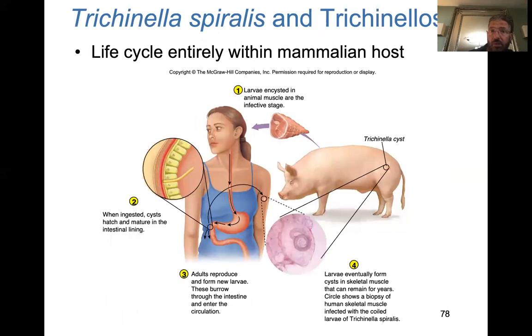All right. Let's talk about trichinosis. So the life cycle is entirely within the mammalian host. So this thing, its life cycle is only in us. So larvae encysted in animal muscle are the infective stage. So we're going to get this from undercooked pork. We consume it. Right? When ingested, cysts hatch and mature in the intestinal lining. Right? Adults reproduce and form new larvae. These burrow through the intestines and enter the circulation. All right. This is not a good thing. So please make sure you're not eating raw pork.